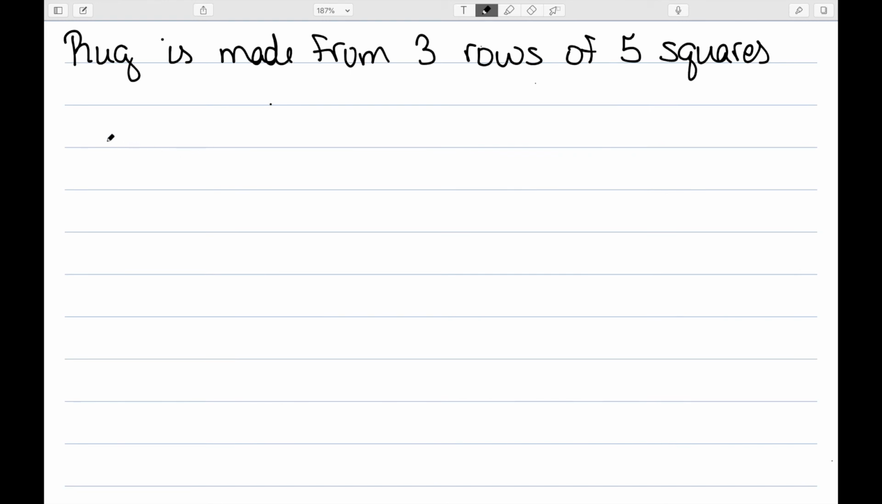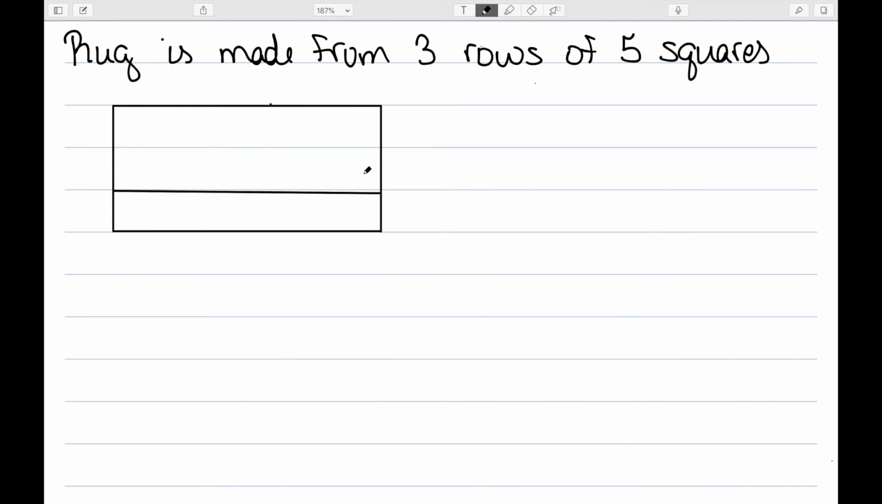Relating this back to my commutative property, let's suppose I have a rug that's made from 3 rows of 5 squares each. So in this rug, we have 3 rows. So that tells me how many groups I have. And each row has 5 squares. So that tells me how many things are in each group. So here's my 3 rows, and then we're going to divide this up into 5. So here's 1, 2, 3, and then 4 and 5.